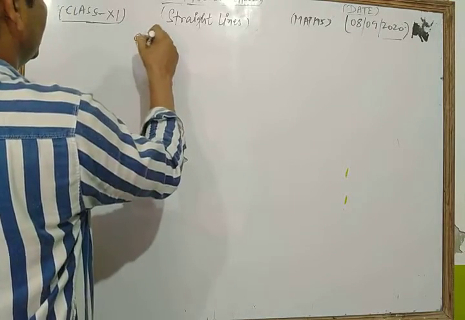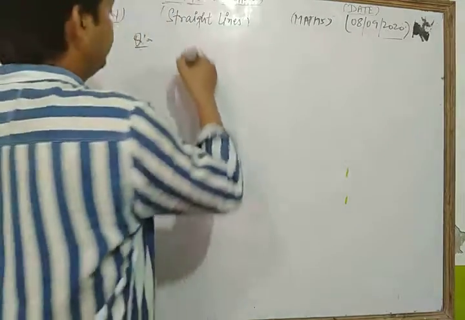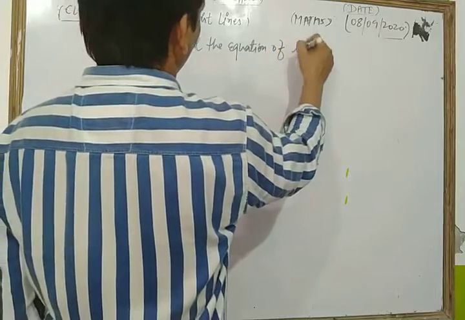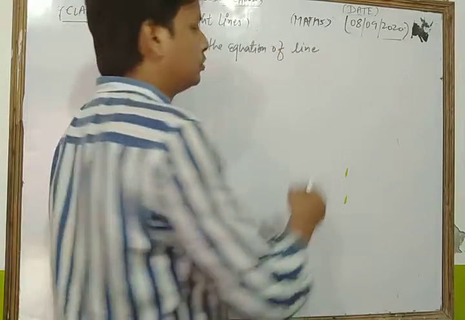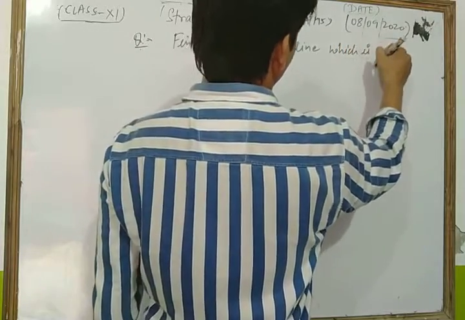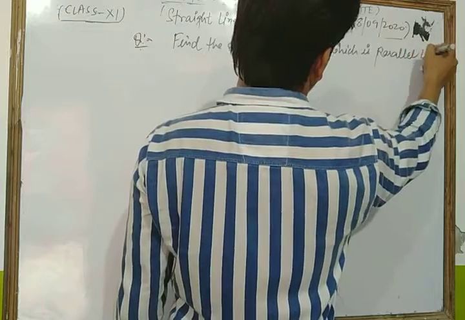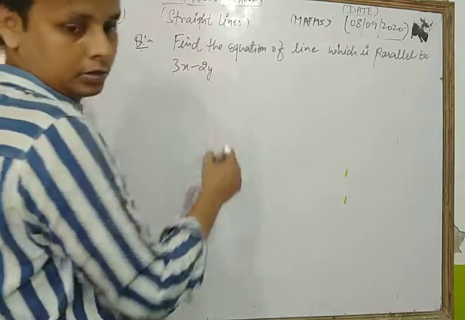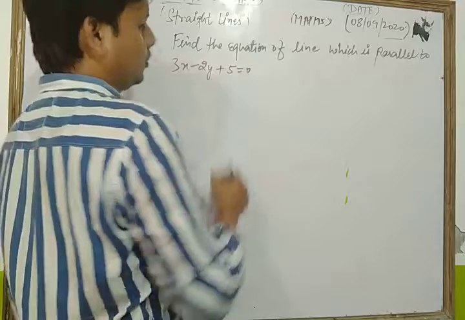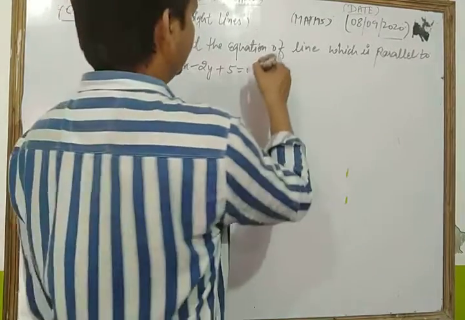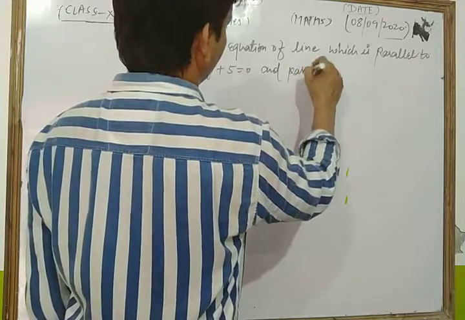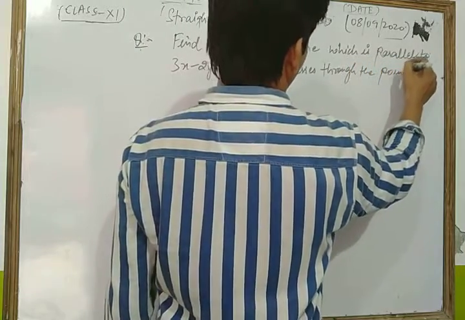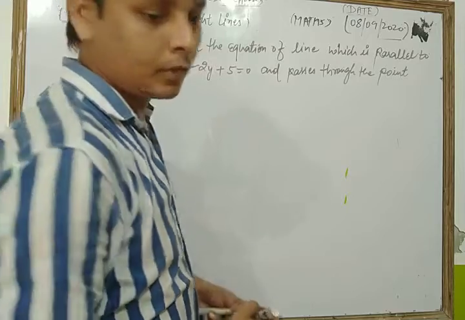Let's see a question. The question is, find the equation of line which is parallel to 3x minus 2y plus 5 is equal to 0 and passes through the point 5, minus 6.